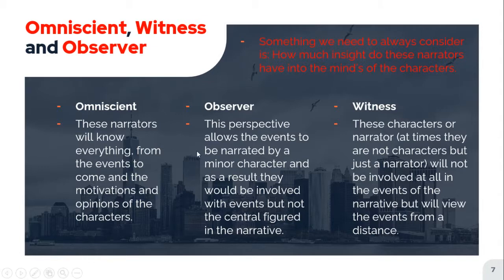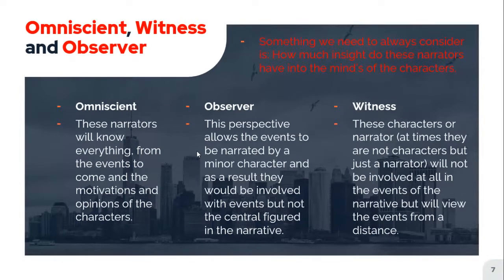An observer, by contrast, is usually a minor character. They will be involved with the action, but they're not central, which means they are not the protagonist. The main things are not happening to them. They are just sort of around, and they might be in some way or form involved with it.